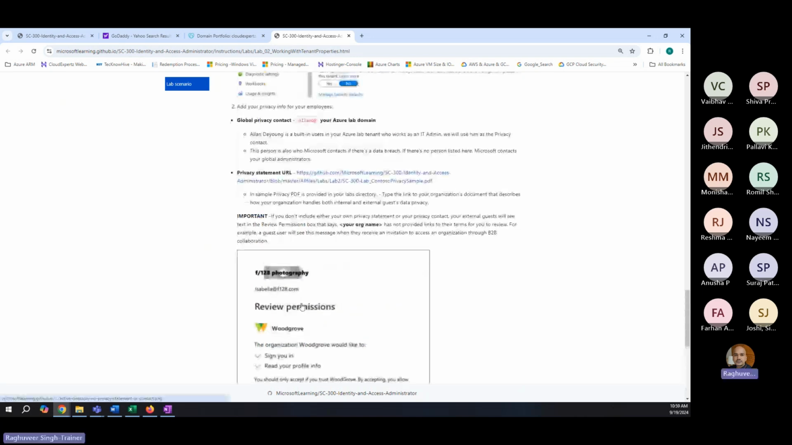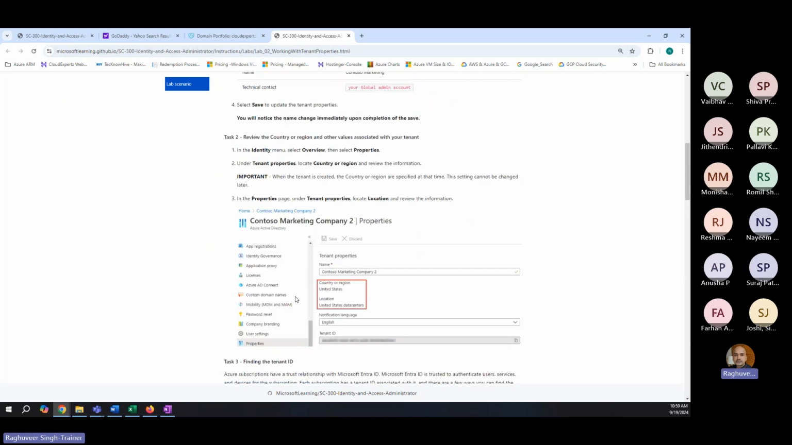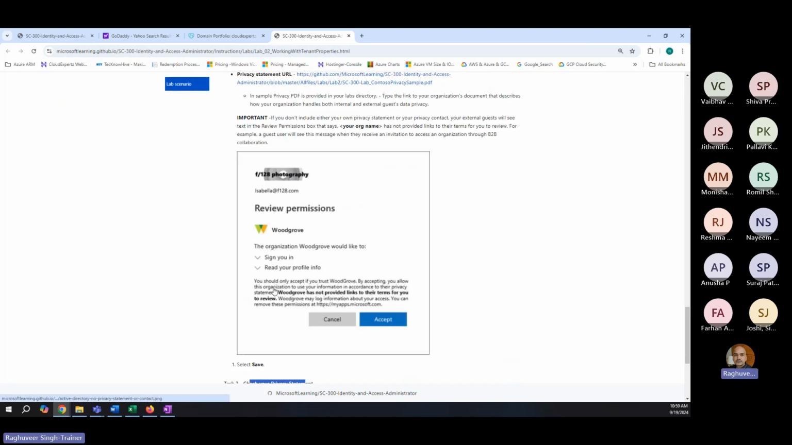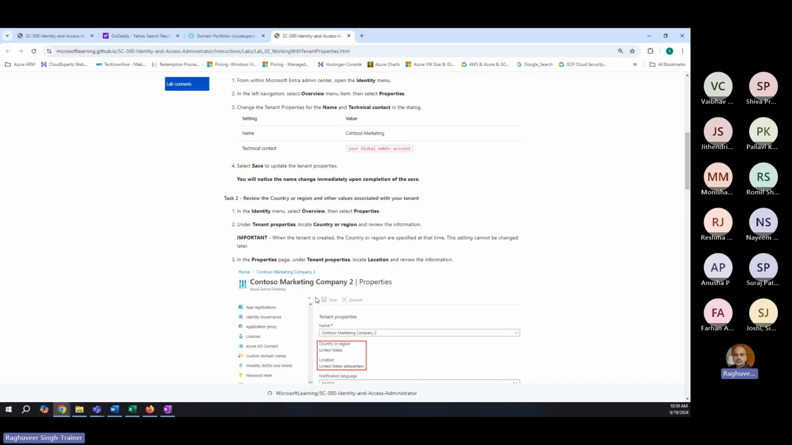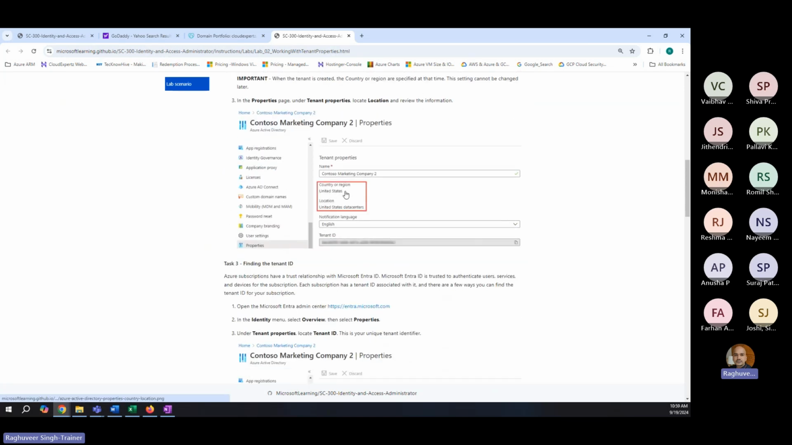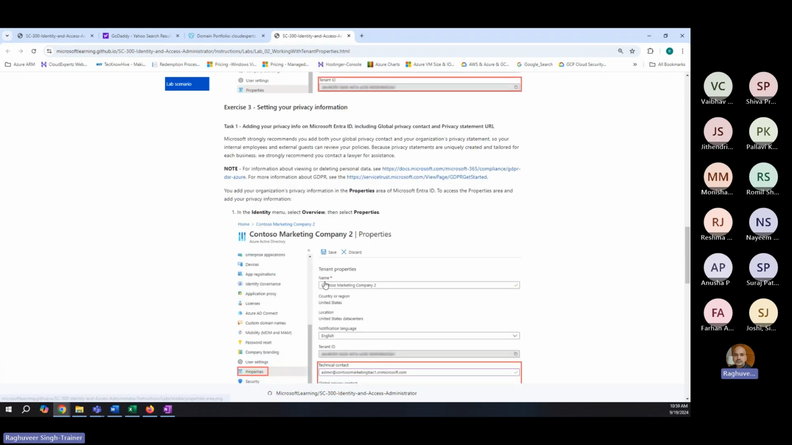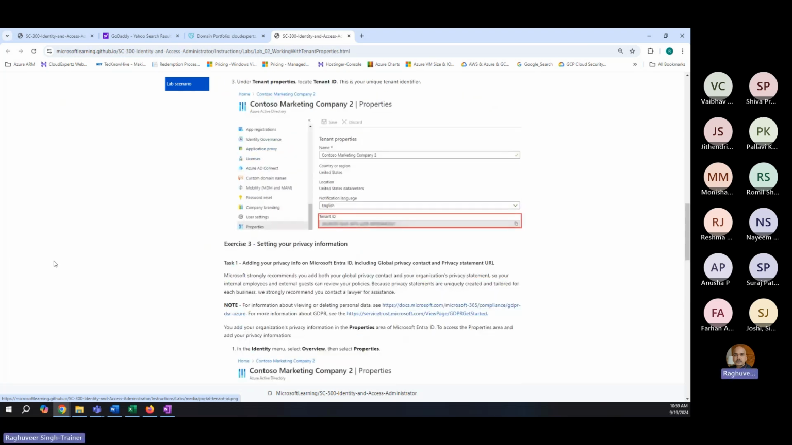They don't talk about security defaults, but that is very important for you to understand. That's the reason I explained it. So that's all about lab 2. There is absolutely nothing that you need to configure, but you should be aware of all of this. You should capture this information in terms of technical contact, global privacy contact, and privacy statement URL. I'm open to questions if you have any.